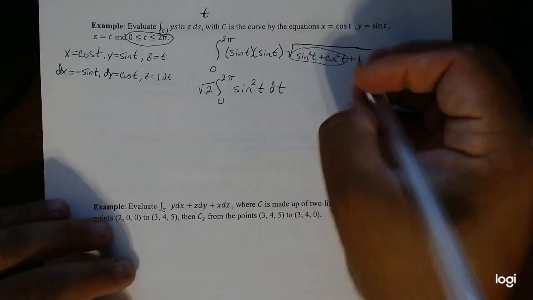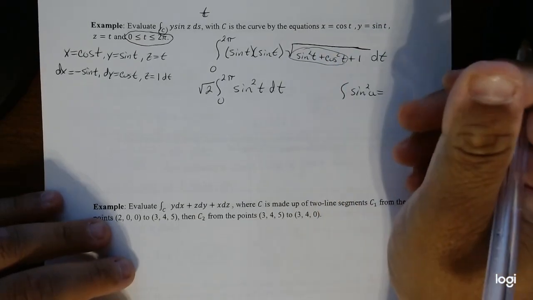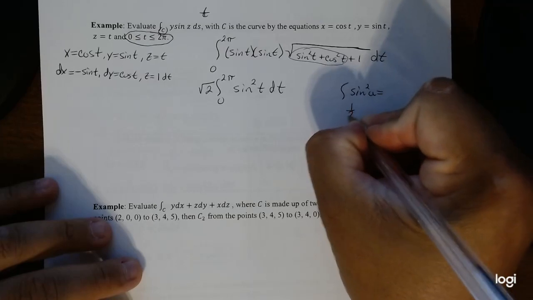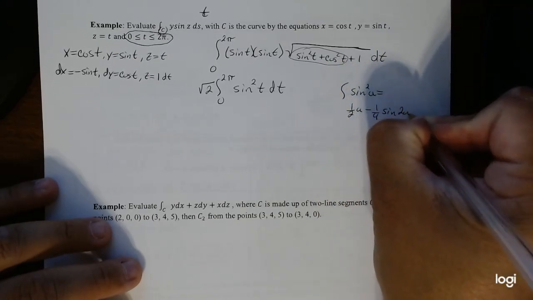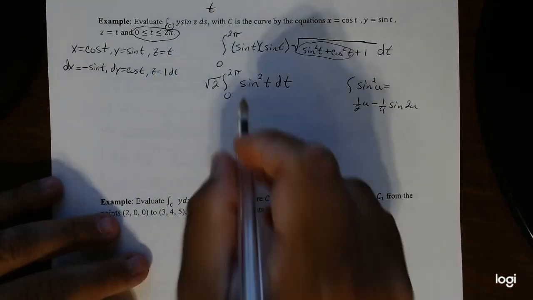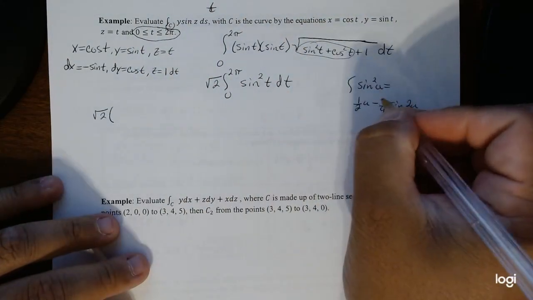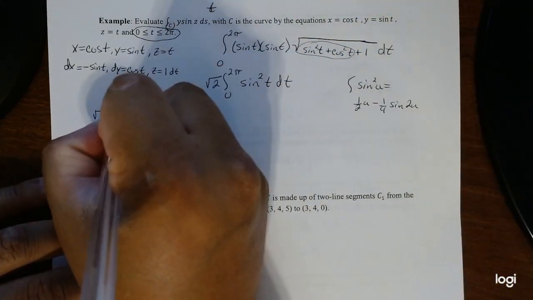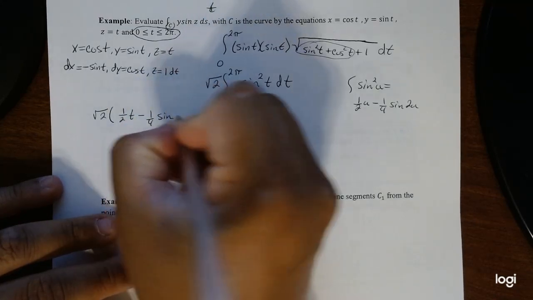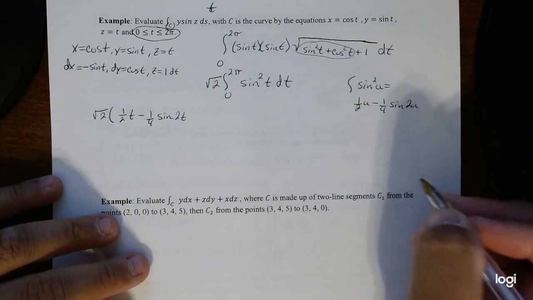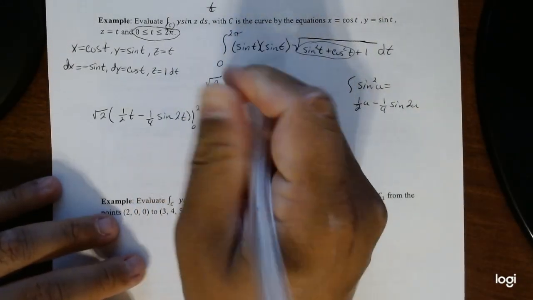So again, just a quick little note. The integral of sine squared u is going to equal 1/2 u minus 1/4 sine of 2u. So I'm going to use that property right here. So this is going to be the square root of 2 times, and then just t, so it'll be 1/2 t minus 1/4 sine of 2t, all evaluated at 0 and 2 pi.